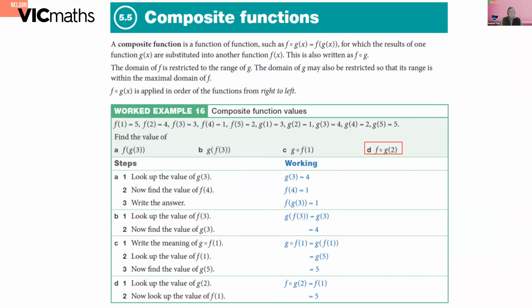Here is 5.5 composite functions featuring the new FOG notation. Or GOF, pronounced GOF. Okay, next page.